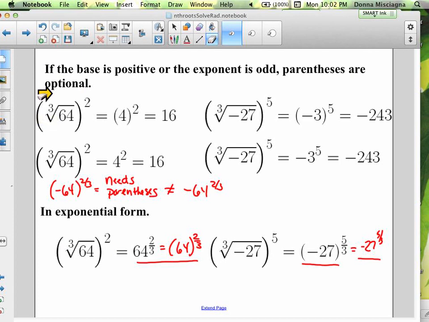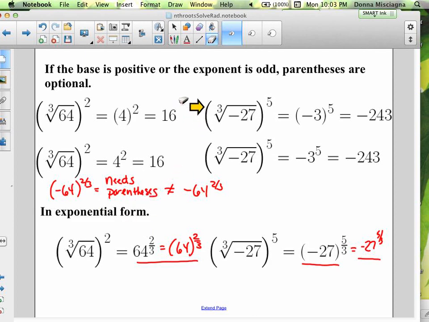So we have the cube root of 64 squared. Cube root of 64 is just 4. 4 squared is 16. So parentheses don't matter. Here's the one with the parentheses. Without the parentheses, notice 4 squared is still 16. No negative, we don't need the parentheses. But if it were negative 64 to the 2/3 power, that would need the parentheses, because we'd have to raise the negative to a power, otherwise it wouldn't be equal.